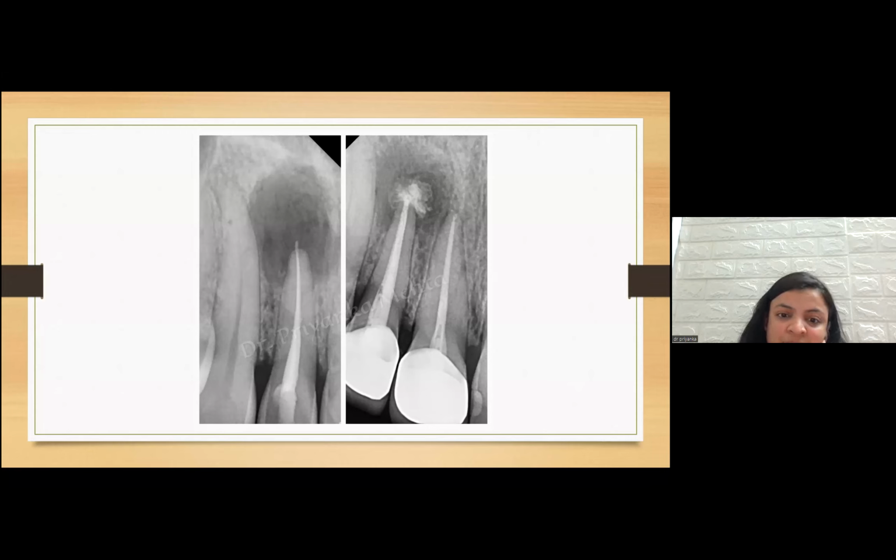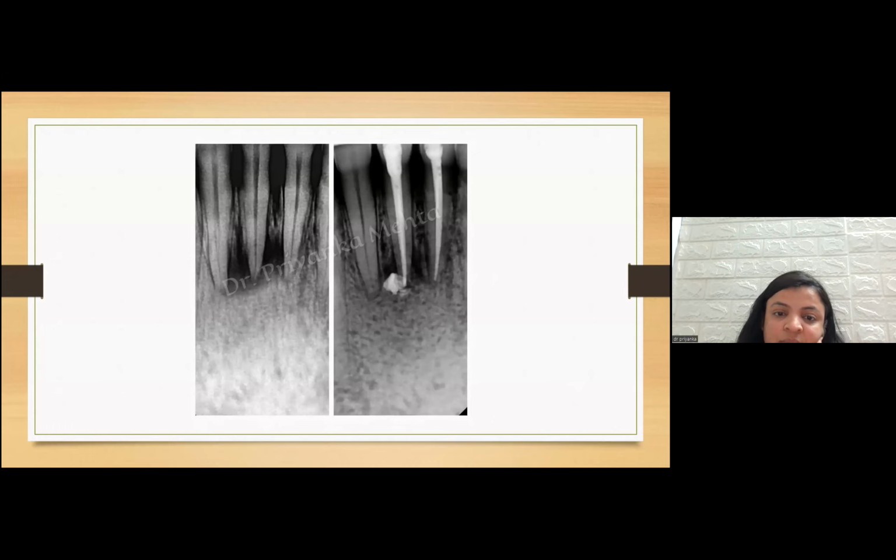Sometimes what happens is we repeat calcium hydroxide multiple times, but still we can't achieve a dried canal. In such cases, I would prefer to go for MTA obturation, or I would prefer to go for a surgical option.